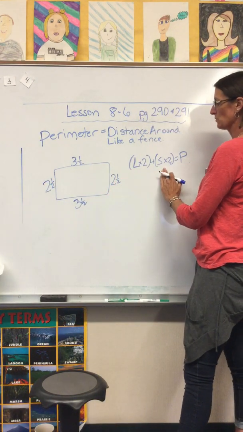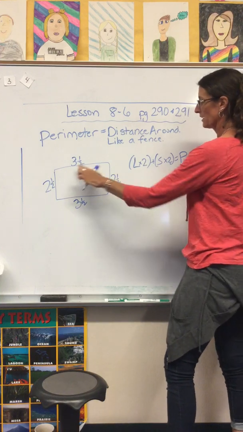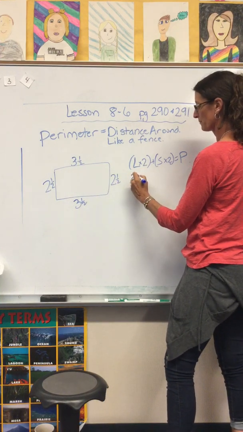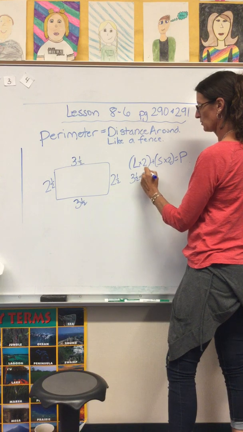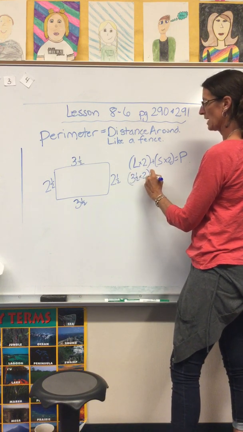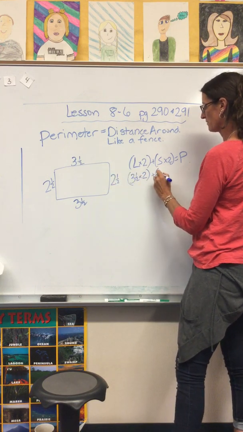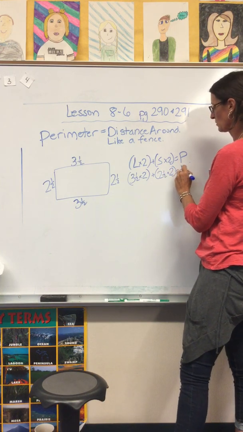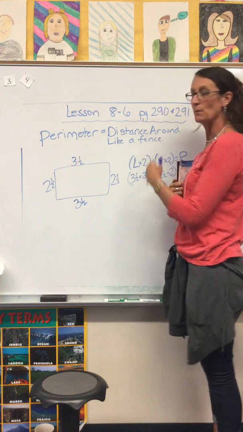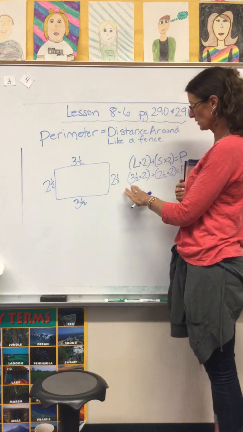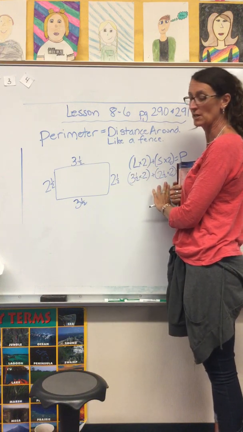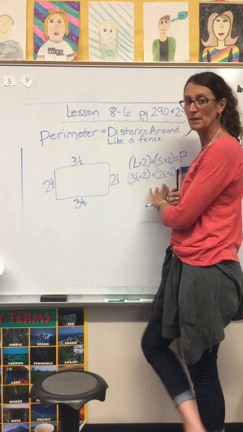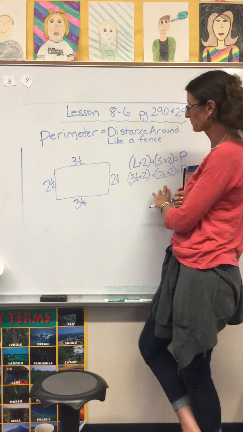So if I used this formula, I could do 3.5 times 2 plus 2.5 times 2. And that would give us our perimeter. And a lot of you might want to do that as adding 3.5 plus 3.5 and then 2.5 plus 2.5, and that's fine. But we still want to also pay attention to what the formula is.